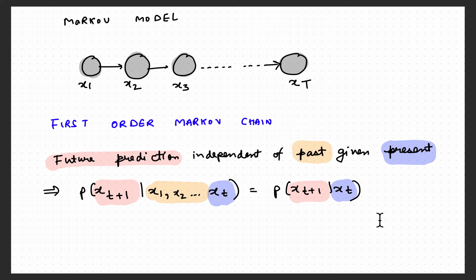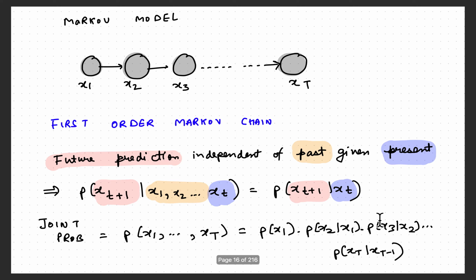I'm assuming you did this exercise, and let's go ahead and look at the joint probability. So the joint probability of x1 through xT: if you notice, for the first node x1, this does not depend on any of the other terms in the sequence, right? So for the first term you just write the probability of x1.